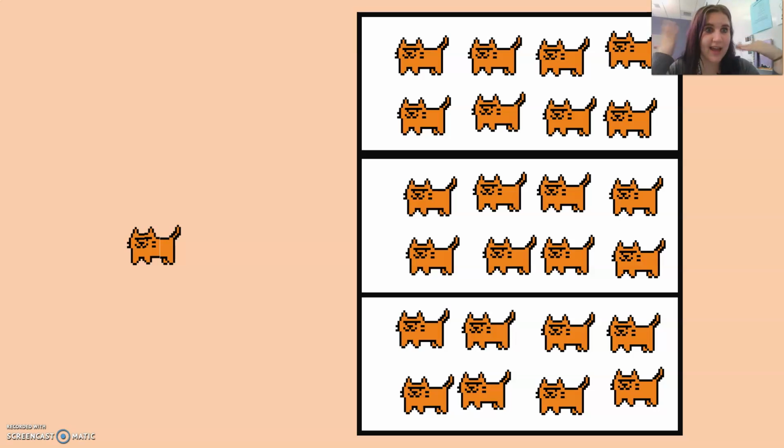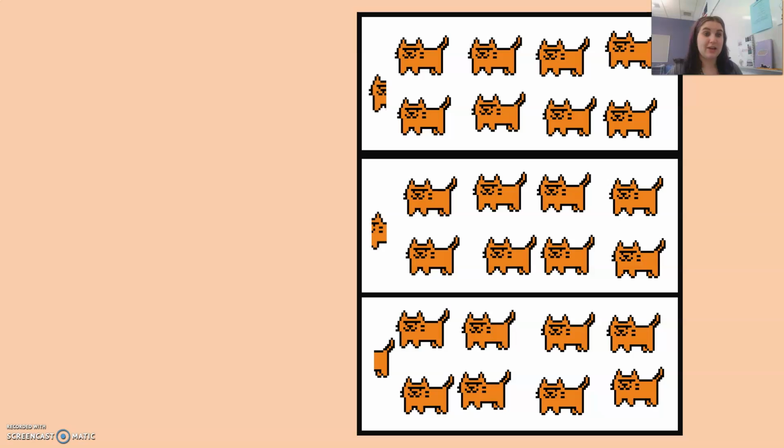I can't put 1 cat in one group because then they would be unequal. But what I can do is take this cat and divide it into 3 parts. So I can take a third of the cat and put 1/3 into each group so that it stays even. So 1/3 goes into that group, a third of the cat goes into that group, and 1/3 of the cat goes into that group.